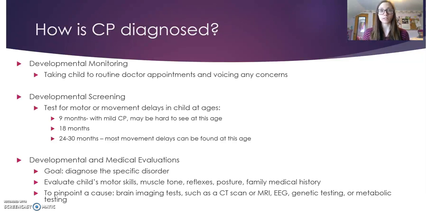So cases of mild CP may be difficult to observe at 9 months. However, at about 18 to 24 months, these cases of mild CP can be seen, in which case they then go to developmental and medical evaluations, with the goal to diagnose the specific disorder. So at these evaluations, the doctor or specialist will test the child's motor skills, muscle tone, reflexes, posture, and take an in-depth family medical history.